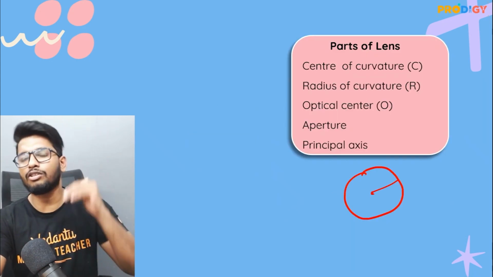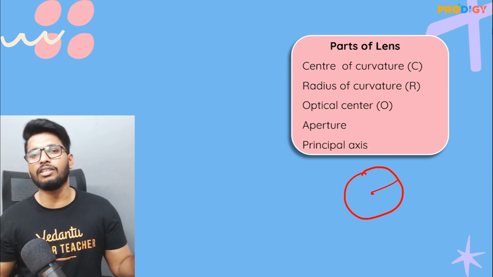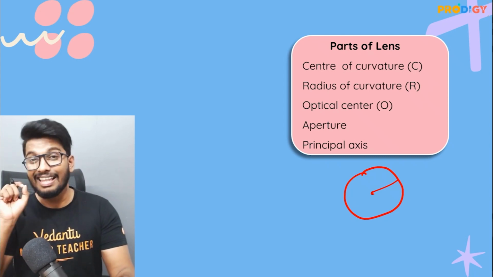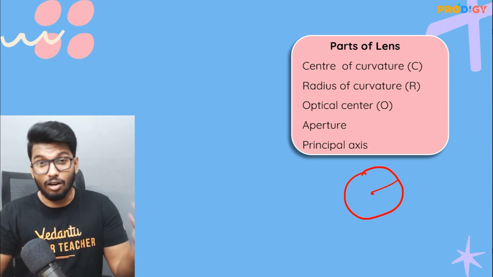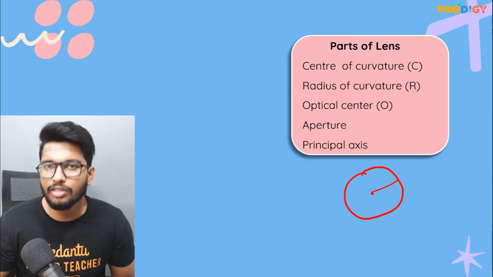Right, coming back to the topic. So radius of curvature is nothing but the radius of the sphere. As simple as that. The distance from the center to the circumference of the circle is called the radius. And here you have two radii of curvature because you have two separate spheres.